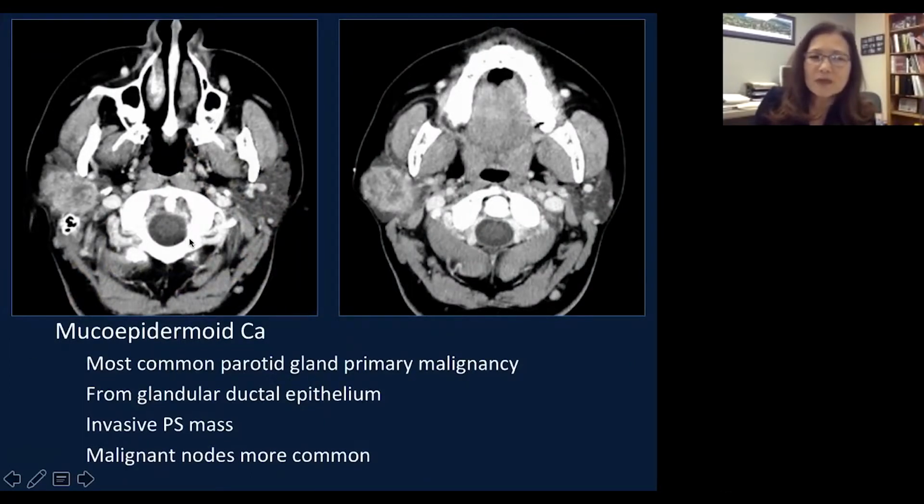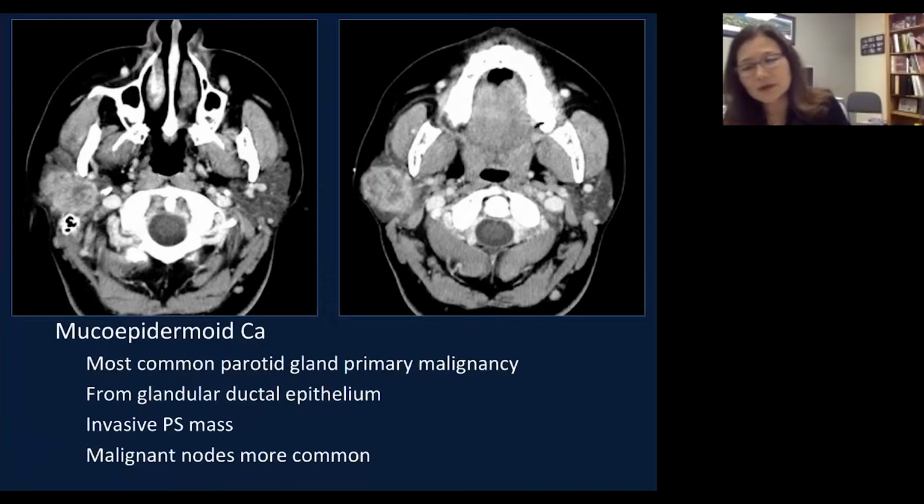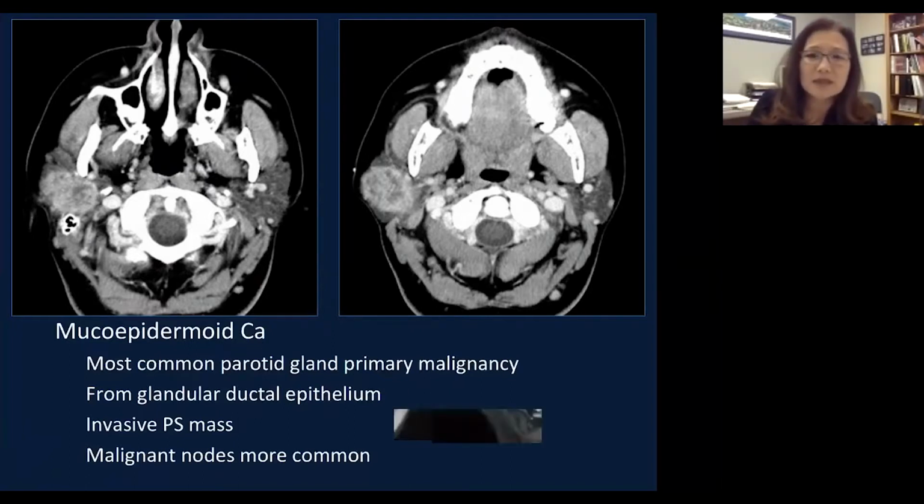Compared to the other parotid gland benign lesion that I showed in part 1, it looks more irregular and a little bit more ill-defined. This one is inside the parotid gland and not violating the parotid gland capsule, but it can be very infiltrative. Mucoepidermoid carcinoma is often associated with lymph node metastasis. Not many other parotid gland malignancies have lymph node metastasis, but mucoepidermoid carcinoma does.